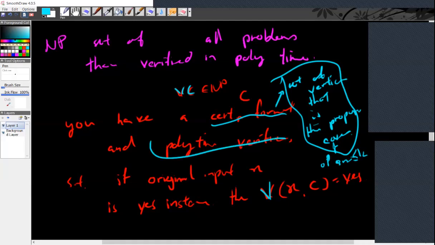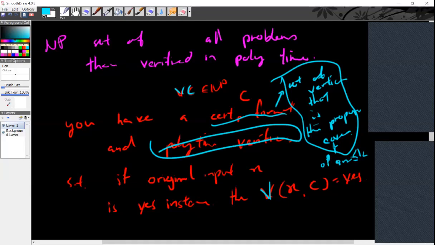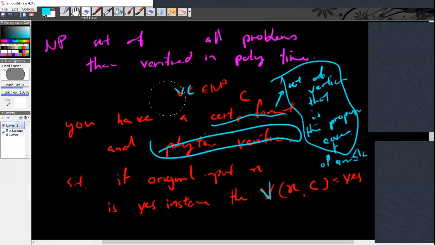And you still need a polytime verifier. It's an algorithm that looks at the certificate and says, let me take your proposed solution and the original input, and make sure that the proposed solution indeed tells me that the input is a yes instance. Again, I already mentioned it for vertex cover.